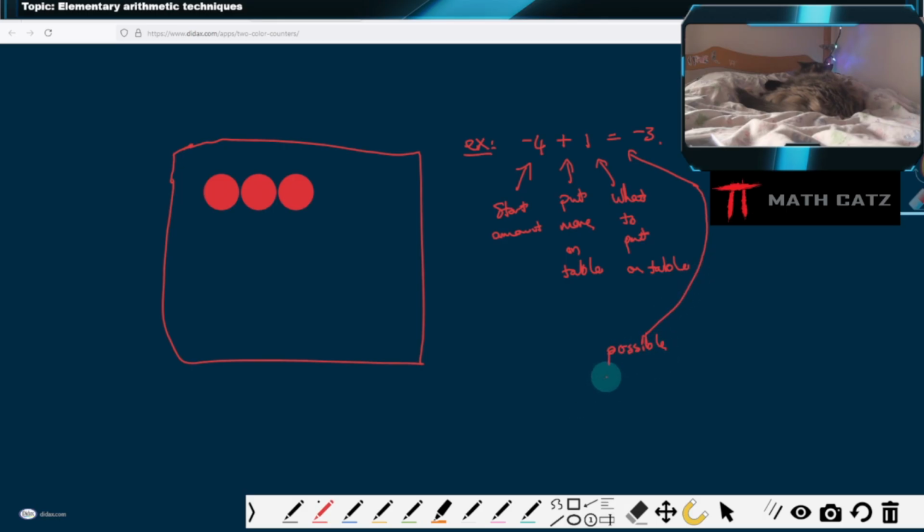Possible cleanup. Depending on what I've added to the table, what I started with, there might be this cleanup phase in the chip model to see how much in candy, in chips, whatever, how much I actually have.